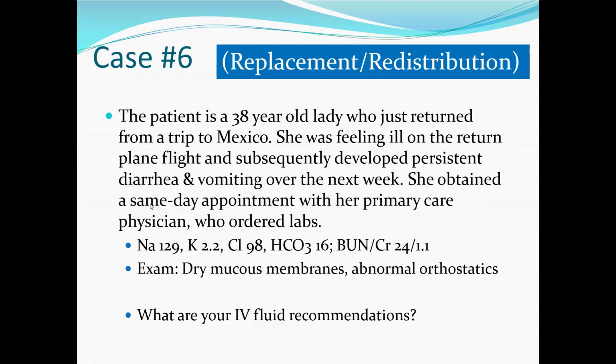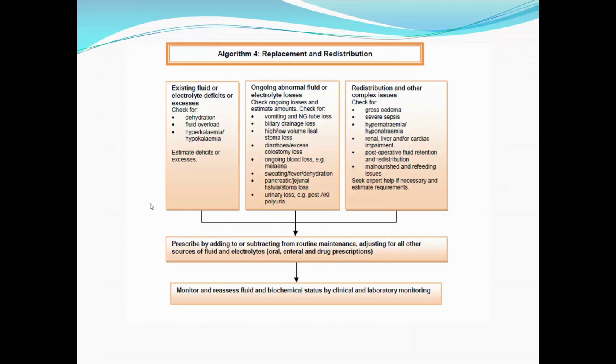So she's a replacement and redistribution. She's got those ongoing GI losses, and we need to account for those. So we've got evidence of dehydration, so we have to think about how much fluid do we need to give her to make up for what she's lost, and then how much additional fluid and what electrolyte content do we need to give her to account for her ongoing GI losses, and what kind of GI losses are they? And the reassessment for this patient is going to be daily at least, probably more than once a day potentially, but she needs to be reassessed fairly frequently.